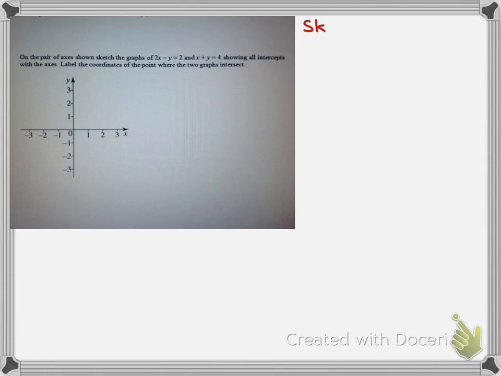So the main job here is to sketch both of those graphs. Now to sketch the graph of 2x minus y equals 2, we need to find the x-intercept and the y-intercept. So we'll start with the x-intercept, and remember that y is put equal to 0. So looking at the equation, we drop the y term, so we're just left with 2x equals 2. Dividing both sides by 2, we get x equals 1.